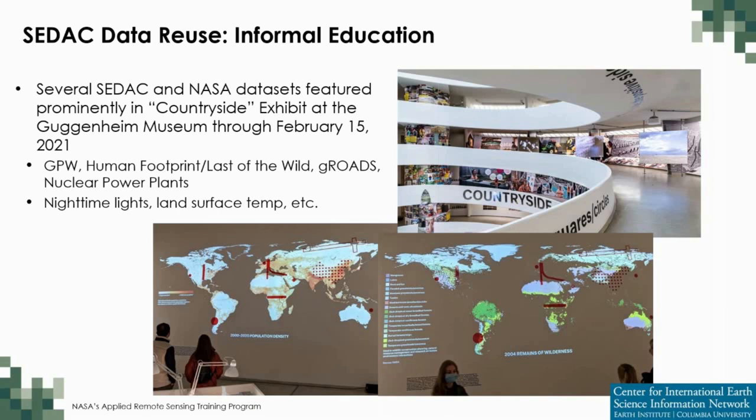Last year, the Guggenheim Museum in New York opened up a large exhibit called Countryside. Unfortunately, it closed within 2 weeks because of COVID and didn't open up till the fall, and then only stayed open until February of this year. But they had a large interactive display with many data layers. You can see our population density in the bottom left, and they had a number of NASA remote sensing layers as part of this immersive exhibit.